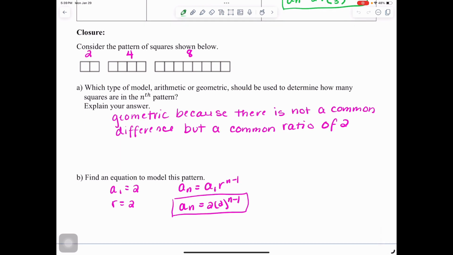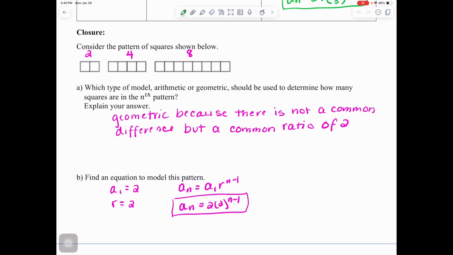So here are the answers to your closure question. Counting the blocks, you have 2, 4, 8. So that's the start of your sequence. So when I try to see if it's arithmetic, 2 plus 2 would be 4, but then if I were to add 2 again, I would get 6, not 8. So it's not arithmetic. When I do 4 over 2, I get 2. When I do 8 over 4, I get 2. So that means there is a common ratio of 2. So this is geometric because there is not a common difference, but a common ratio of 2.